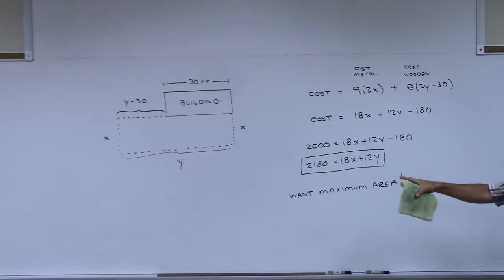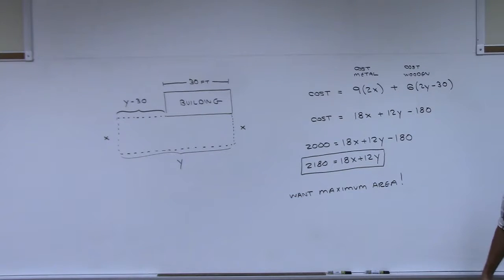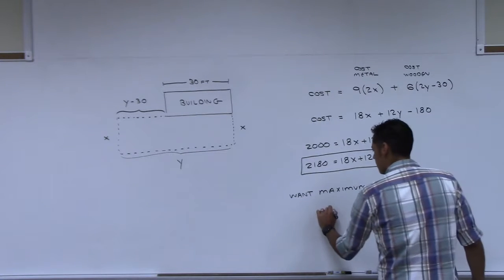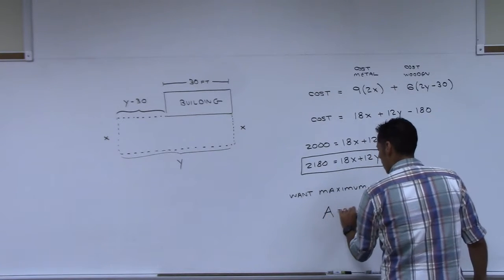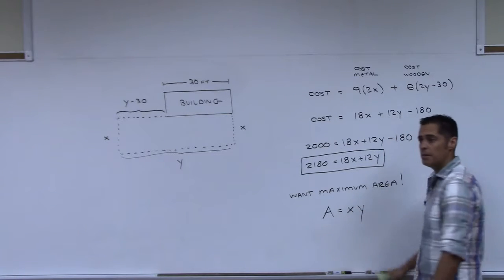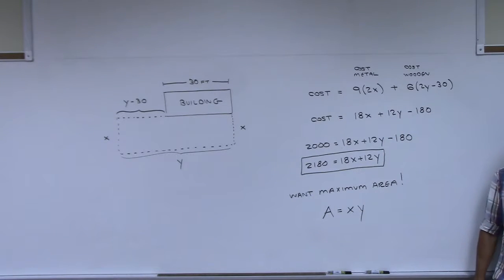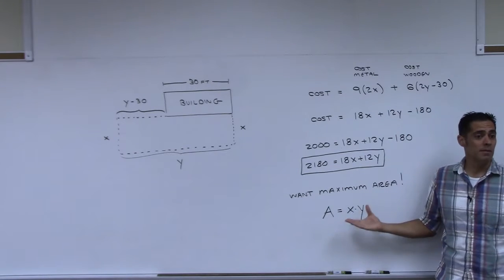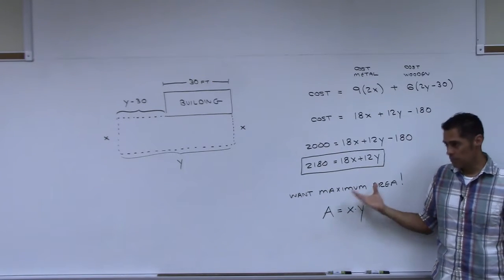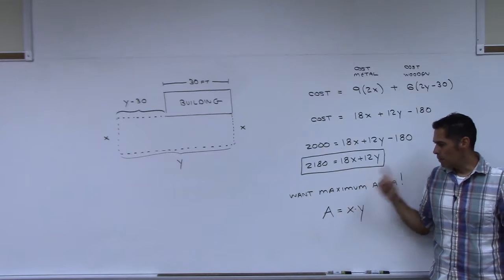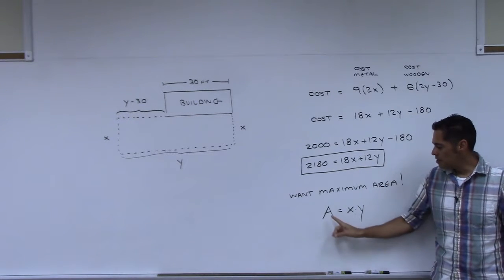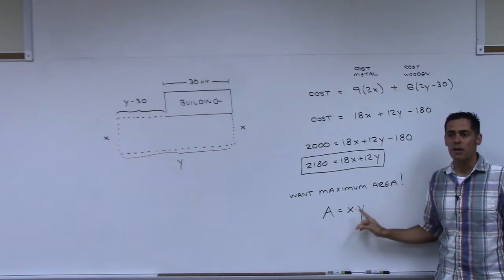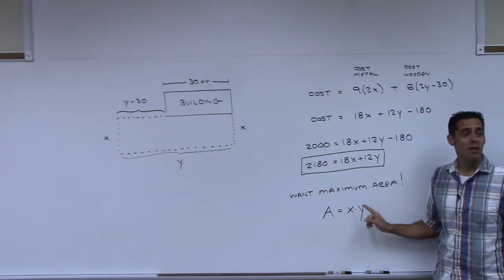Can you tell me from the picture what the area of our fencing enclosed area there is? What is the area? X times y. Everyone agree? The area is x times y. So I want to know when this can be the maximum possible value, right? The problem that we have, though, is that our area depends on two different variables. It depends on x and on y.